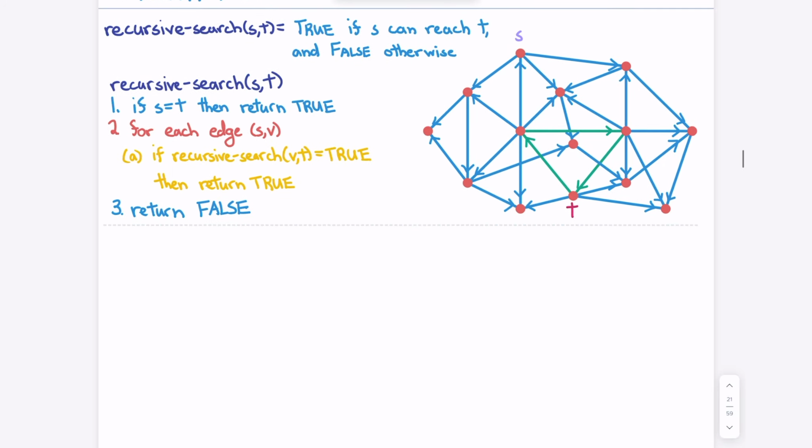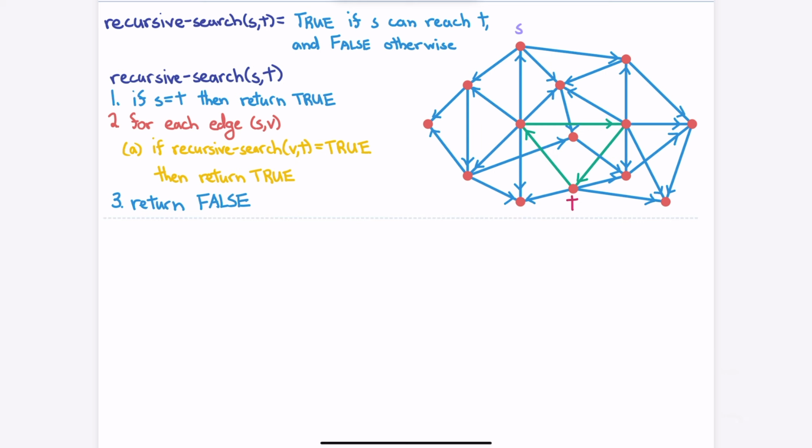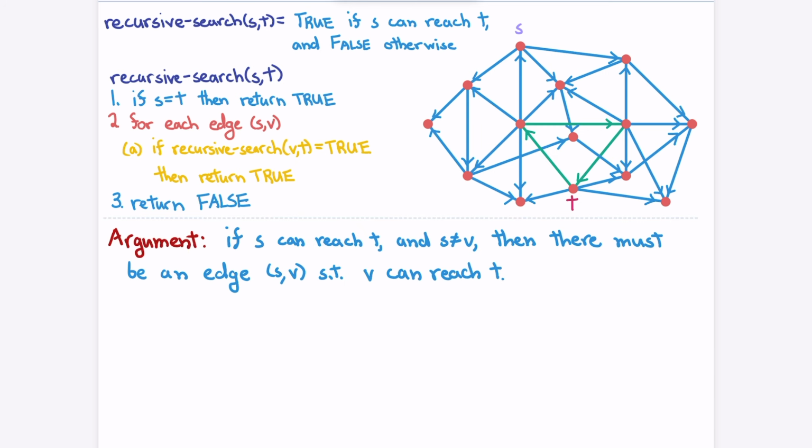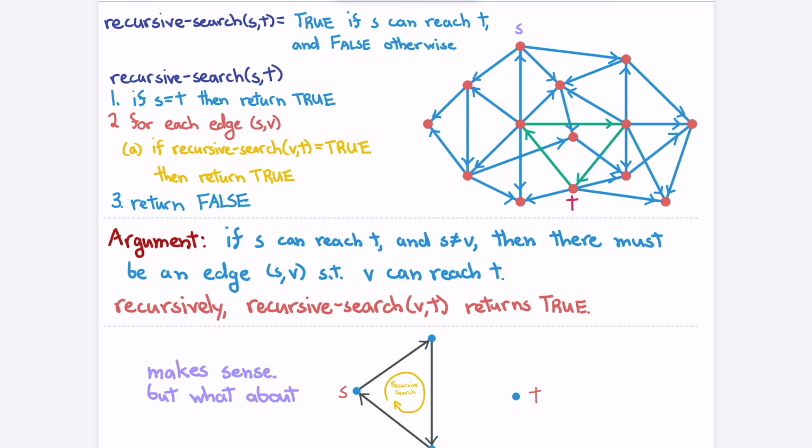So what's wrong with this argument, right? If I want to try to argue about correctness, I can imagine someone writing down: if S can reach T and S is not equal to T, then it must go through some other vertex V, and recursively, the recursive call on V to T will get me the answer, right? But of course, I think you've all kind of implicitly pointed this out.